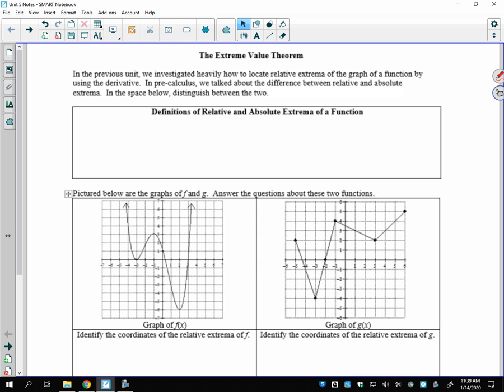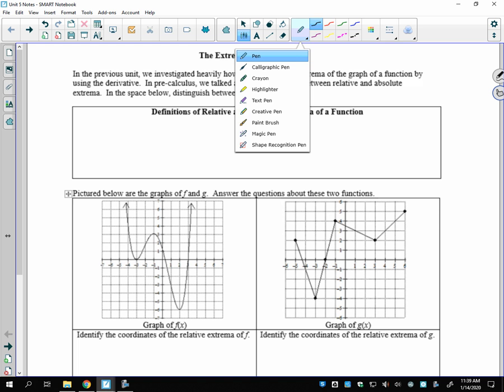In pre-calculus we talk about the difference between relative and absolute extrema. So make sure we understand the difference between those. Relative extrema points are just like the high and low points in that part of the graph, like the hills and valleys. Absolute extrema are the biggest values, right? So I'm going to try to write this really small here.